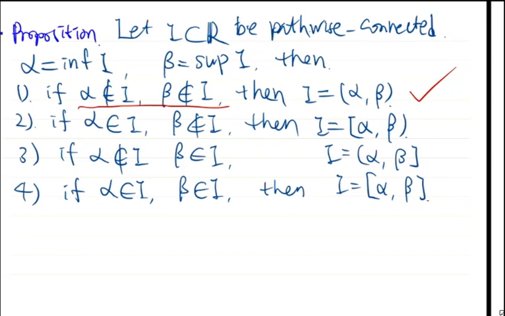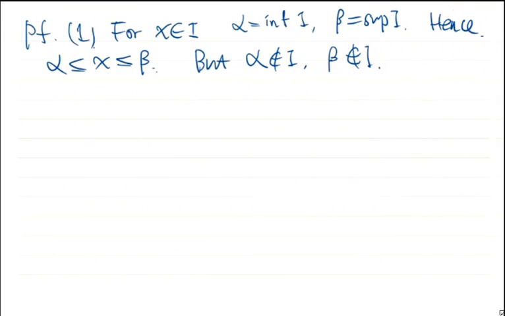So x belongs to I, so we must have alpha less than x less than beta, because x belongs to I, but alpha and beta do not belong to I. So x could not equal alpha or beta. Therefore, x is strictly greater than alpha and less than beta. This implies that x belongs to the open interval (alpha, beta). So we have proved that I is a subset of the open interval, right?